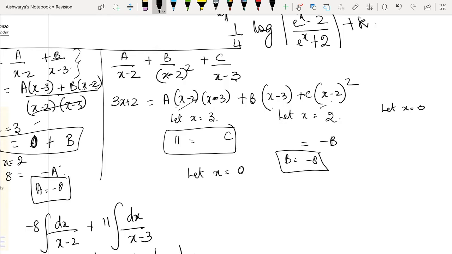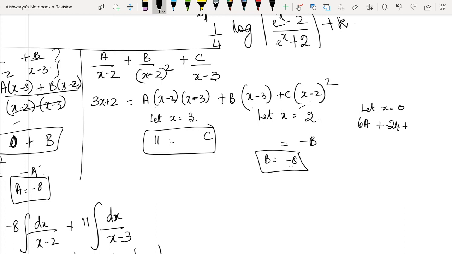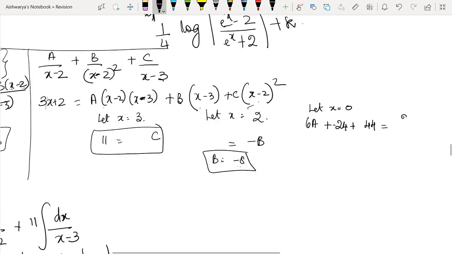Minus 2 into minus 3 will be nothing but plus 6, so 6a plus b is minus 8, minus 8 into minus 3 is plus 24, plus minus 2 the whole square is 4, so 4c, c is 11, so 44. This is equal to, you have a 0, so this will become 2.